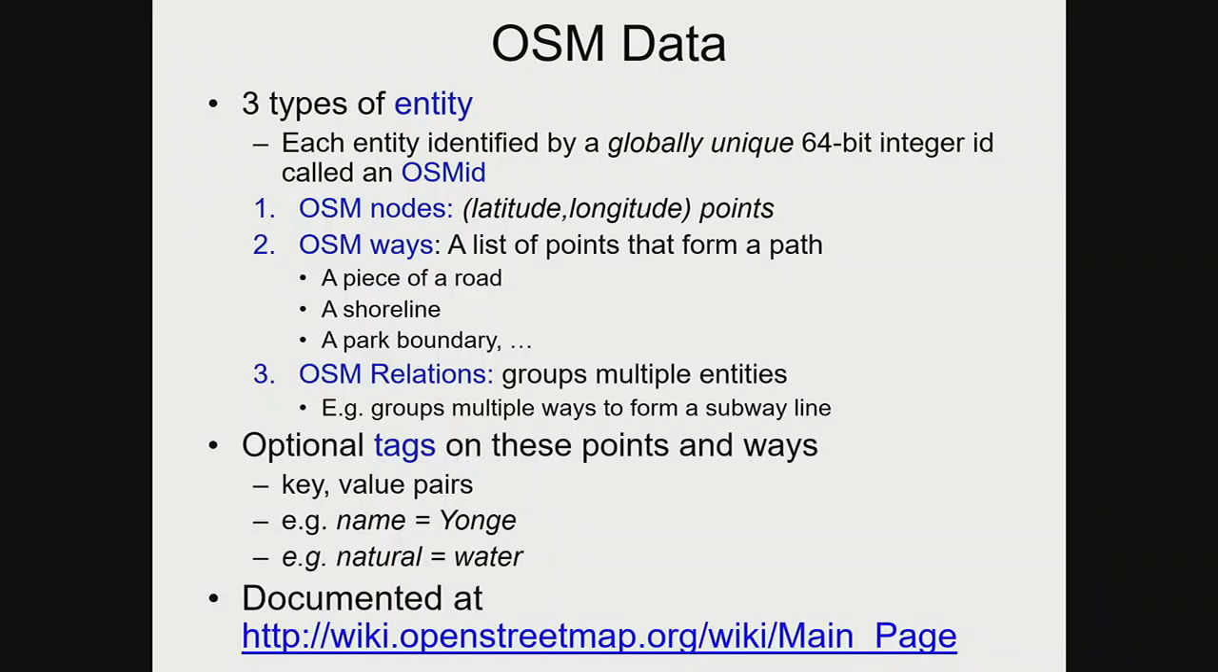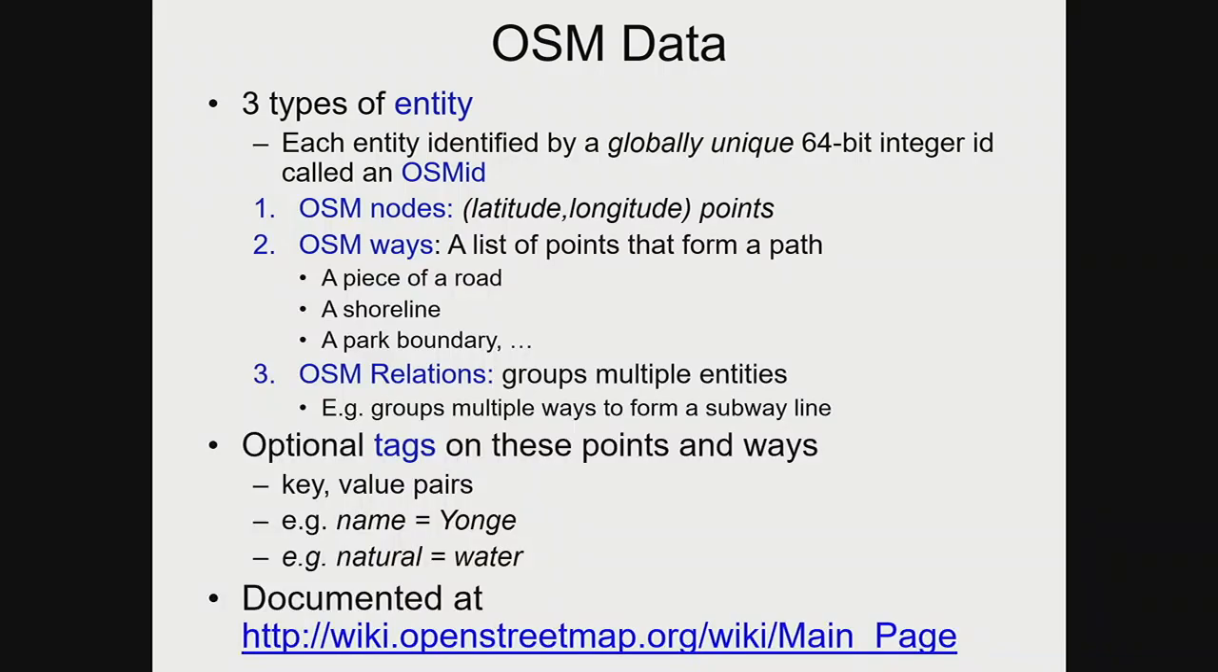The second type is called OSM way. An OSM way is a list, or a collection, of OSM nodes or points that represent a path or a street, for example. It can represent a piece of road, a shoreline, a park boundary, etc.